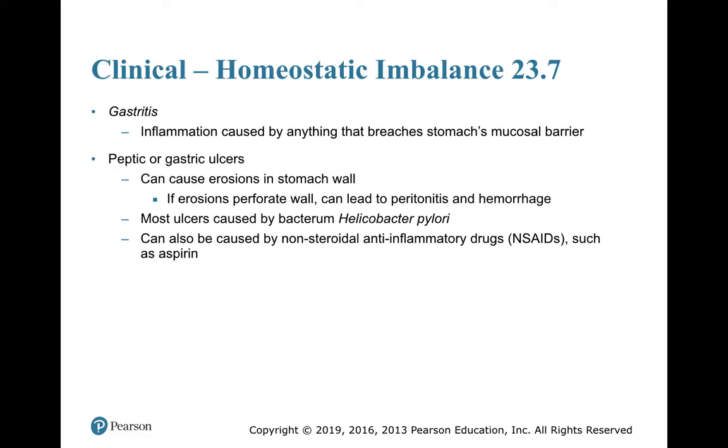Gastritis is an inflammation caused by anything that gets past the stomach's mucosal barrier. Peptic or gastric ulcers can cause erosions in the stomach wall. The erosion can perforate the wall, and that can lead to peritonitis and bleeding or hemorrhage. Most of the ulcers are caused by a bacterium called Helicobacter pylori, or H. pylori. It can be exacerbated by non-steroidal anti-inflammatory drugs such as aspirin.